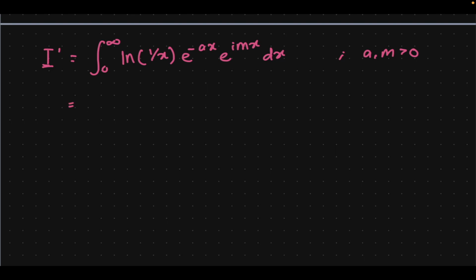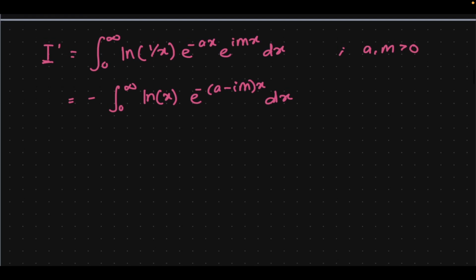So we have minus the integral from 0 to infinity of natural log of x, e to the minus (a minus im) times x dx. Now the natural thing to do is use a substitution: u equals (a minus im) times x.